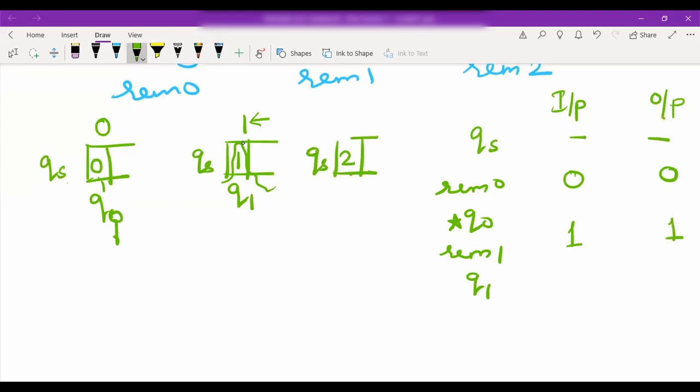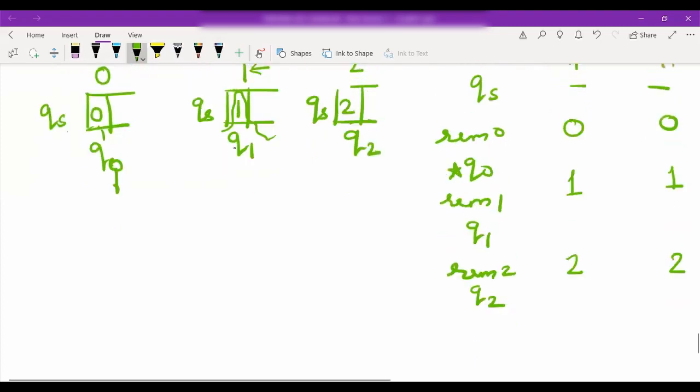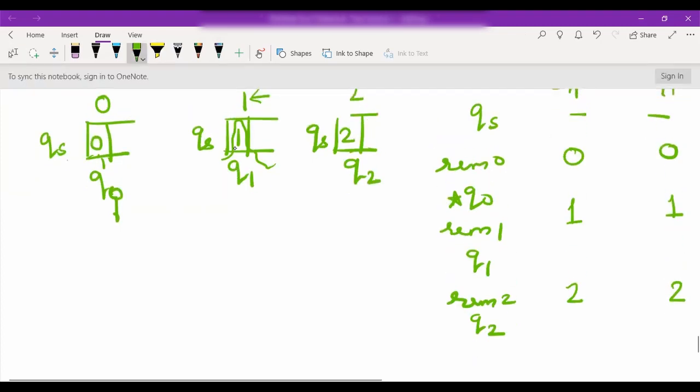Now we are having input string 2. That is your ternary number 2. When it is divided by 3, leaving the remainder 2. So the remainder 2 can be given a name as Q2. So it is going to the state Q2, leaving the remainder 2. Which string is represented by Q2 state? 2, and the output is 2. Now as we are having 3 resultant states, we are going to consider each state one by one with 0, 1 and 2. That's why we are going to have 3 different states here.